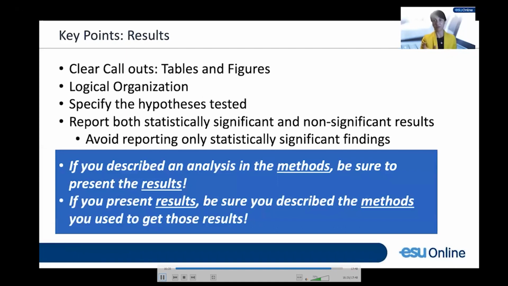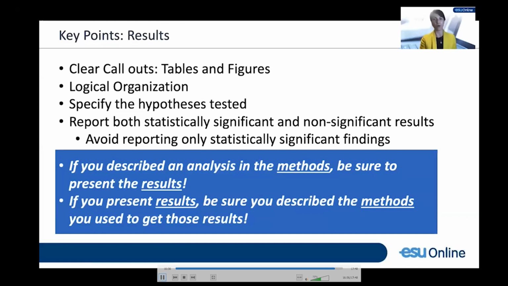You should have your tables and figures each enumerated within your text. Your results should be logically organized, and you're always going to be specifying which hypotheses you test. Report both your statistically significant and insignificant results because you want to build credibility and tell your reader that you're presenting all of the relevant information here, what you found mattered and what you found didn't.